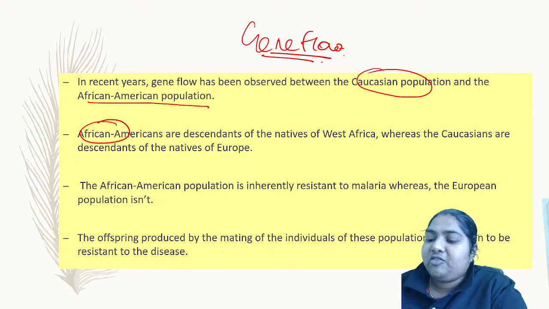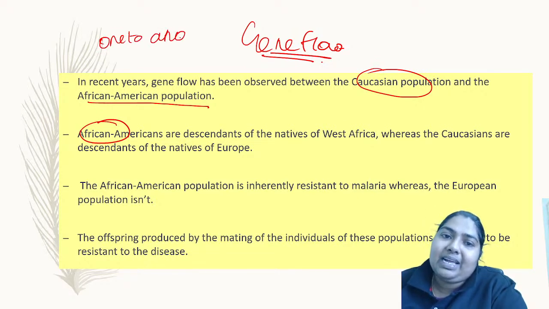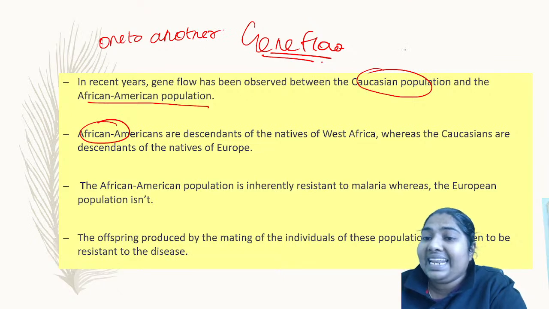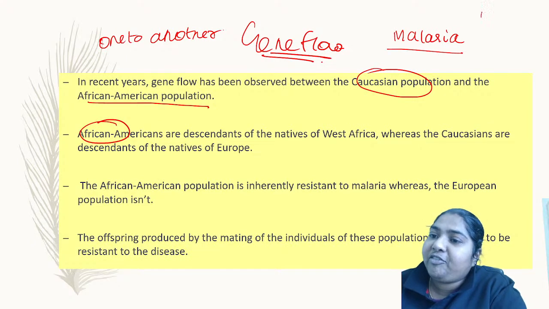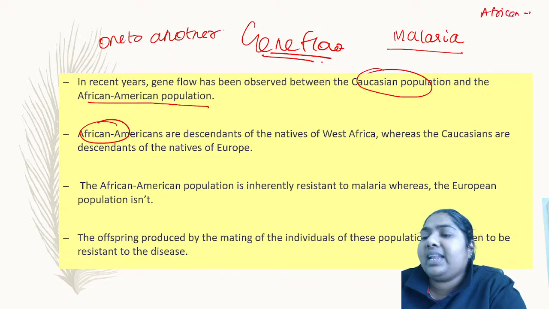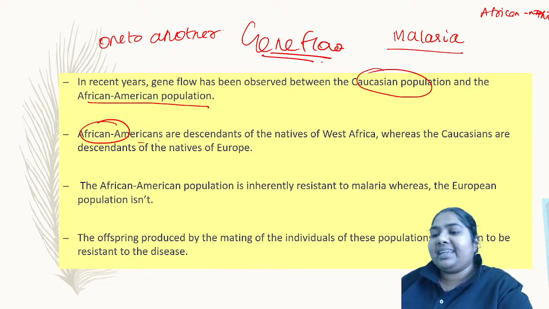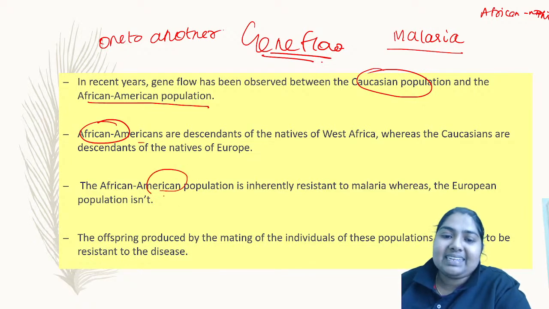As far as gene flow is considered, it is the movement of genes from one population to the other population. I told you that once upon a time malaria was very famous. If an African gets malaria, nothing will happen. But if an American gets malaria, that's all. Like how we are scared of COVID these days, likewise these Americans were very badly affected.